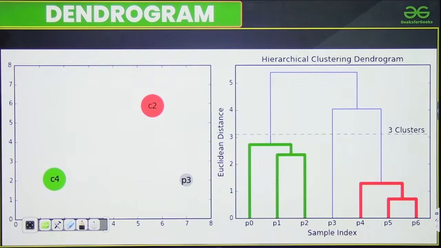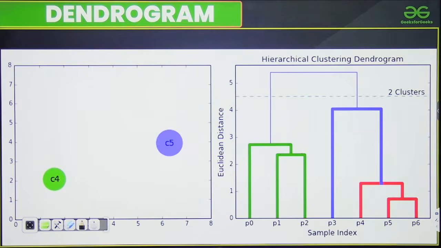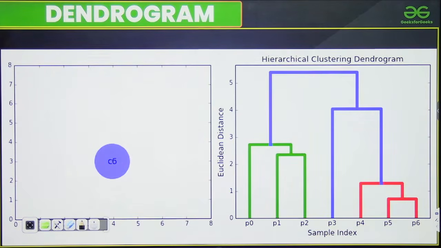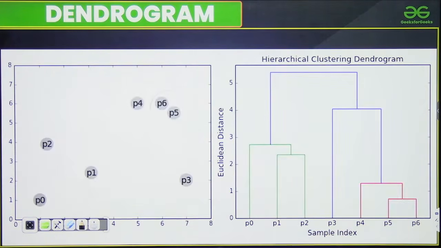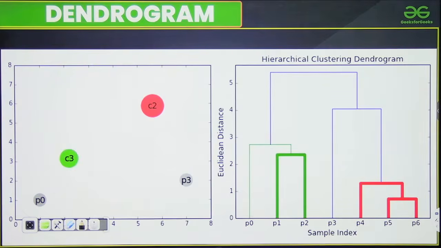Okay, Shali, now let us start with the average linkage technique. Just write the heading: the average linkage technique.